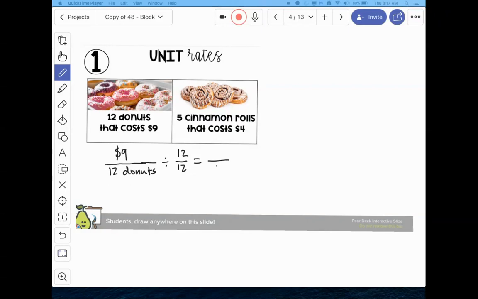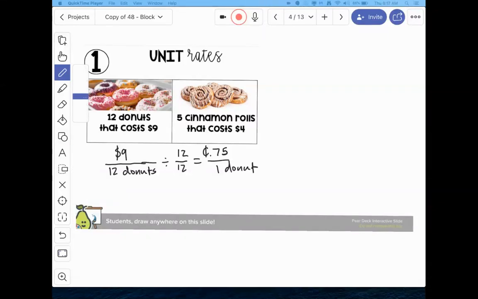So we get $1 for that 1 donut. And then we do that 9 divided by 12. And 9 divided by 12 is going to give us 75 cents. We got 75 cents on there. I'll put that little dollar sign. I know my class was bugging me yesterday about that, so I'll give them this. So 75 cents per $1 per 1 donut. So make sure that label's on there.